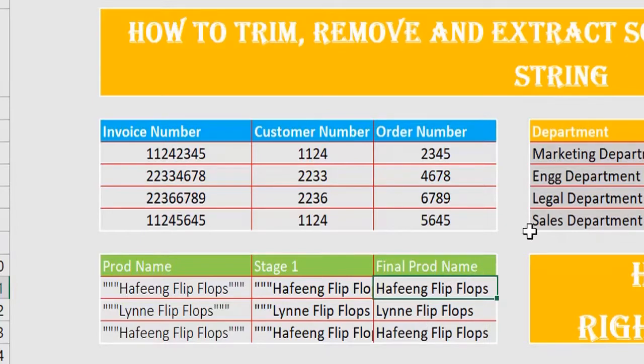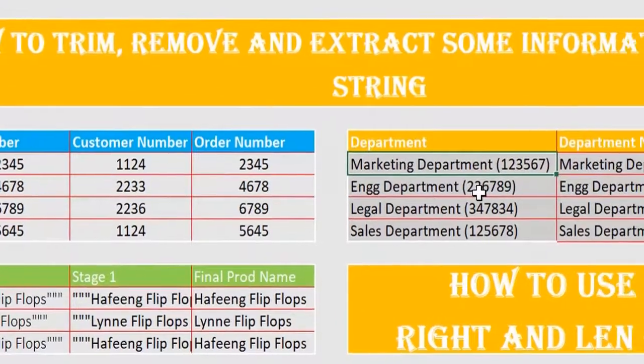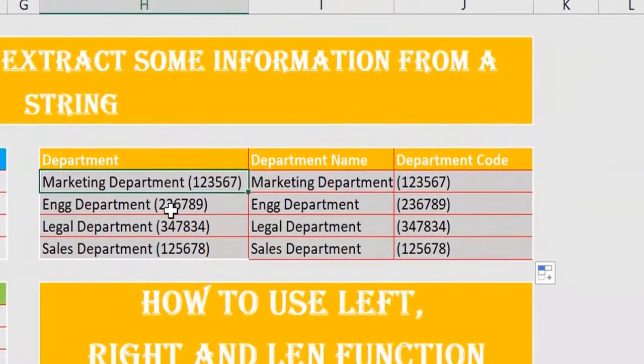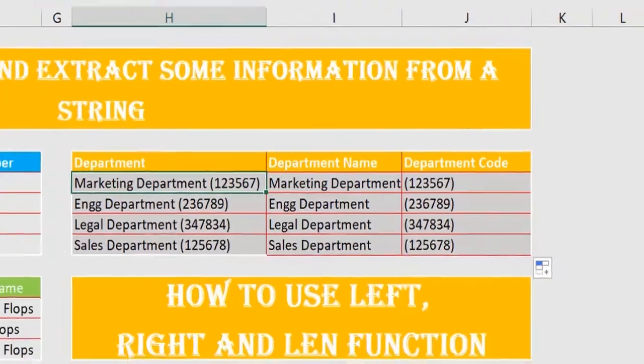Then the third sample we have is this department number, or this string is given in the form of department, and in the department we have a string as department name and a string as department code. We have to extract department name and department code separately from this particular string. Let's go to another sheet, guys.